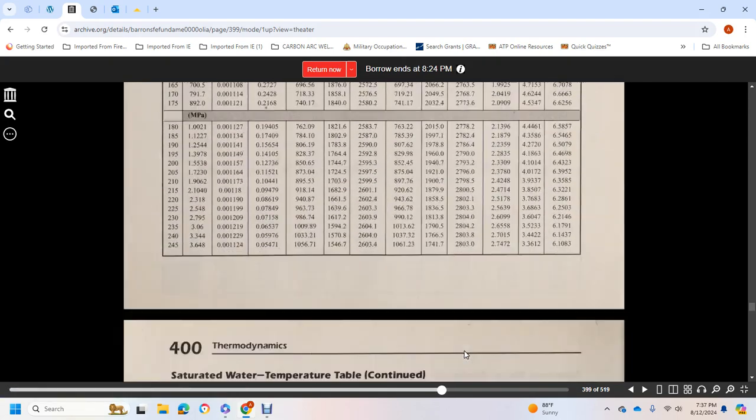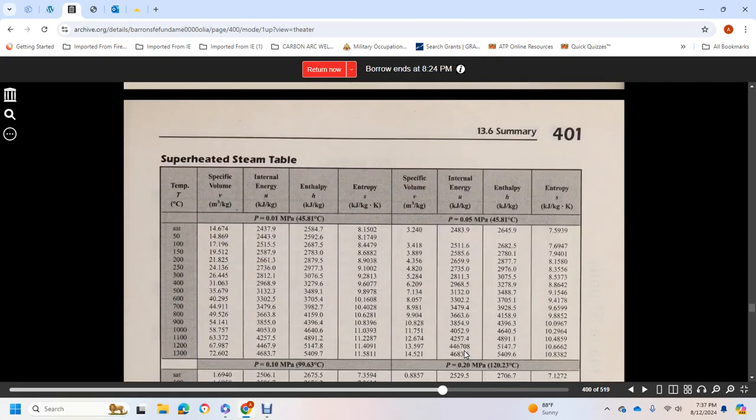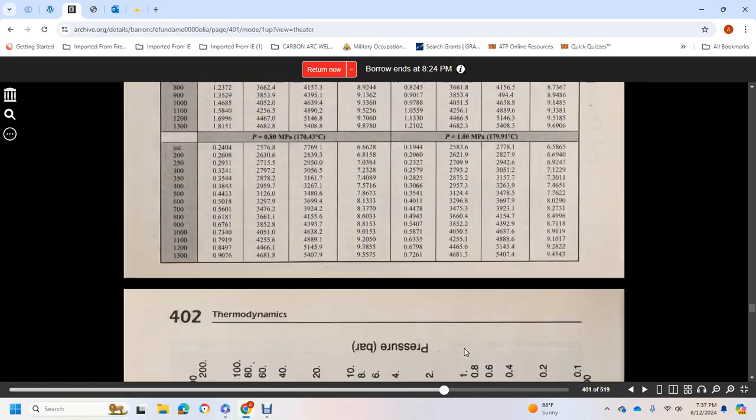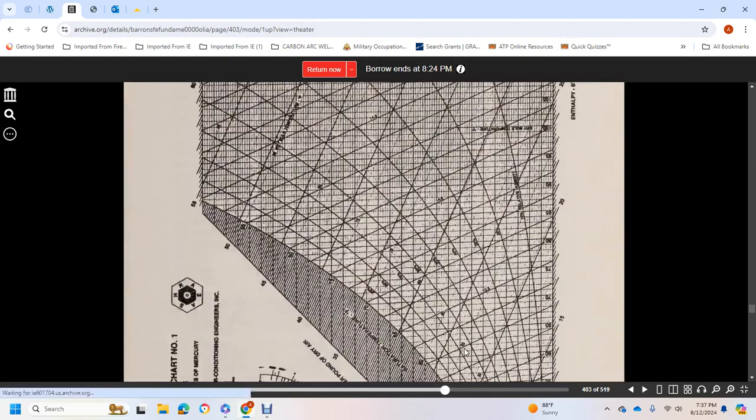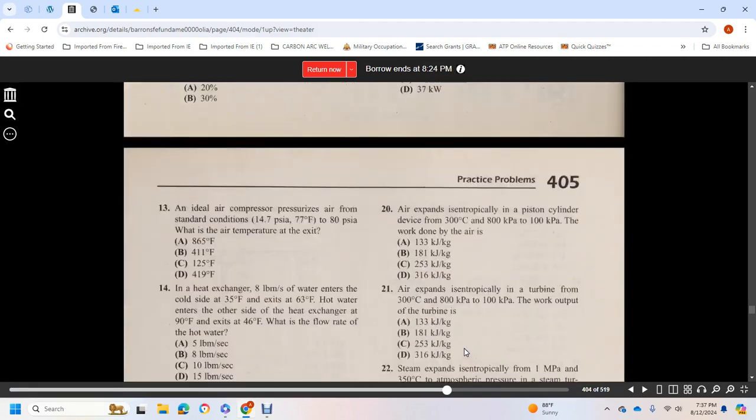Then it goes into some tables. Superheated steam table. More tables. Practice problems.